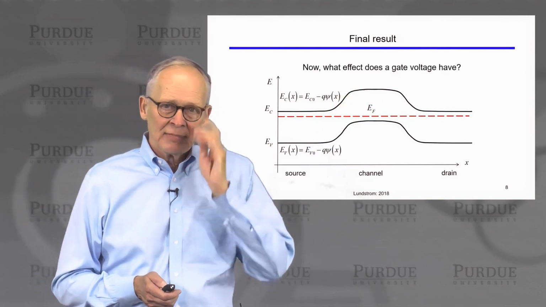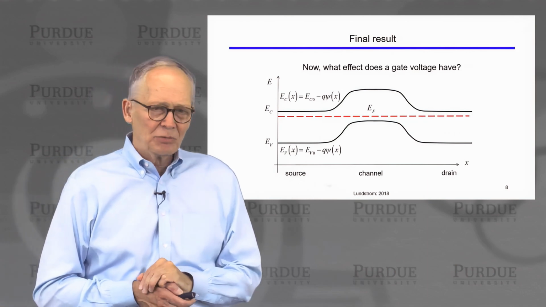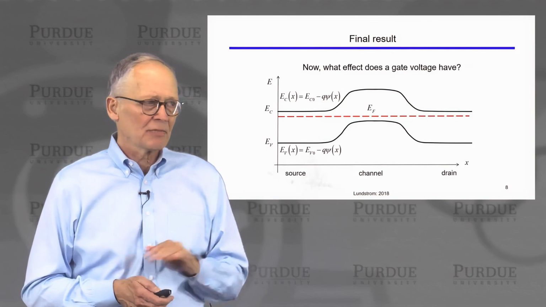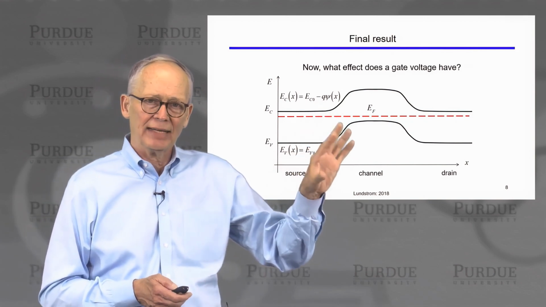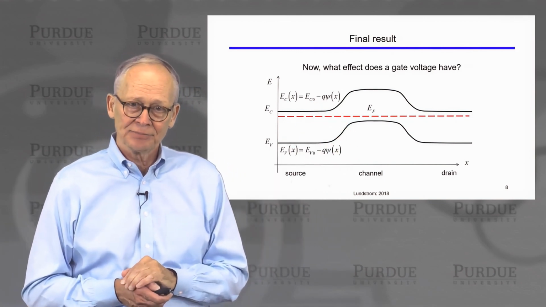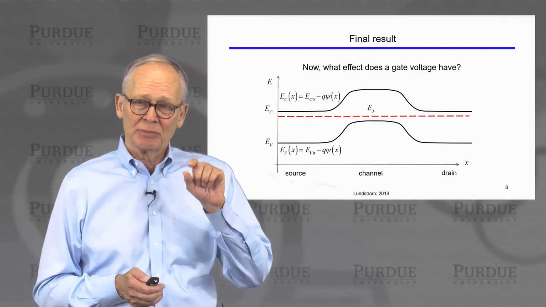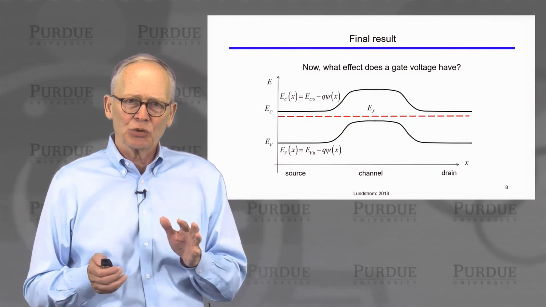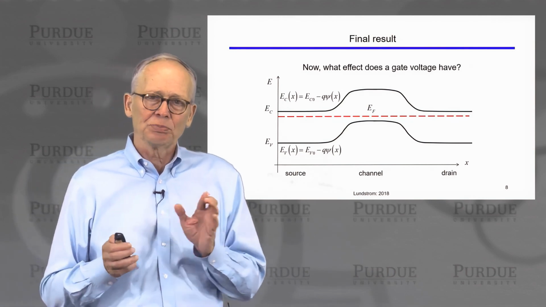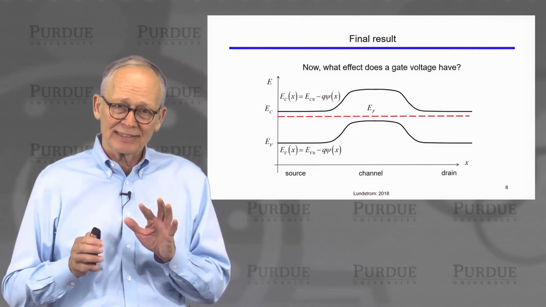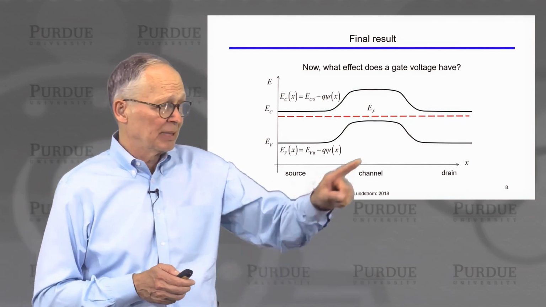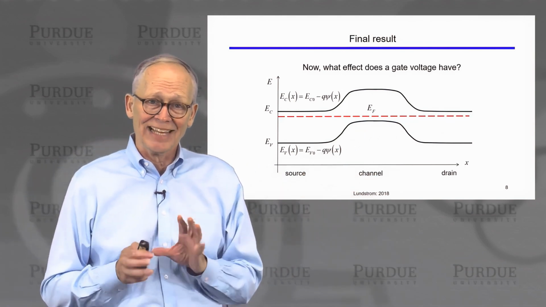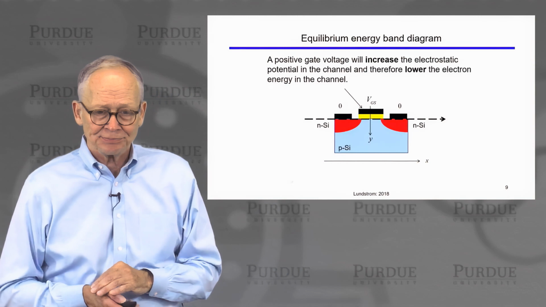Okay? All right. Now, we're going to ask ourselves the question, if we apply a gate voltage, what effect does a gate voltage have on this energy band diagram? We'll still be in equilibrium because remember, the gate electrode is separated from the semiconductor by an insulator. No current will flow. There will be no slope to the quasi-Fermi level. The semiconductor is still in equilibrium because we're not applying a voltage between the drain and the source. We're just applying a voltage to the gate and asking what happens.